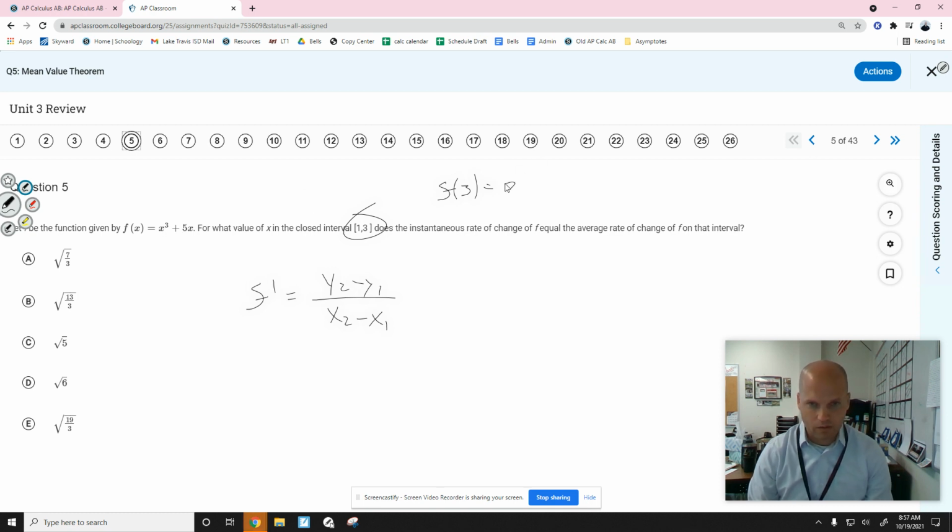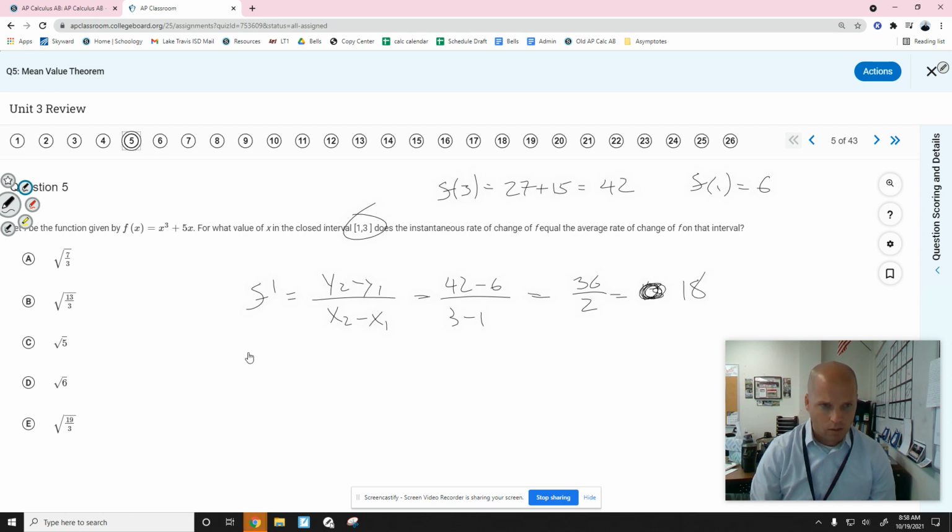27 plus 15. I think this was a test question from last test. Is 42. Plug in 1, I get 6. So I get 42 minus 6 over 3 minus 1. 42 minus 6 is 36 over 2, which is 18. When will my tangent slope generator generate a slope of 18?